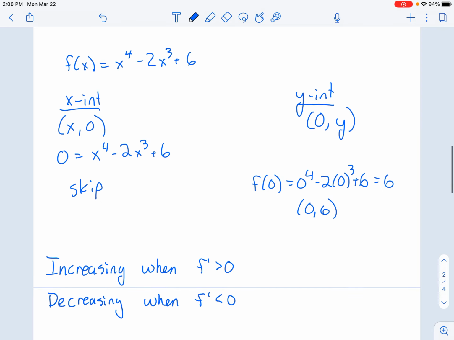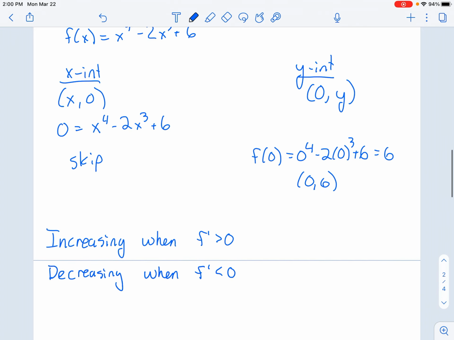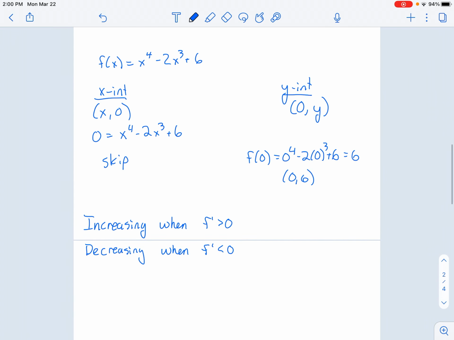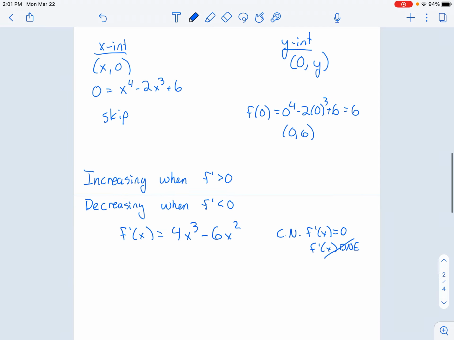So let's go ahead and take the derivative here. Just our power rule, 4x cubed minus 6x squared. And we're going to be interested in the critical numbers. The critical numbers are when the derivative equals 0 or when the derivative does not exist. Polynomials exist everywhere, so we don't have to worry about that does not exist.